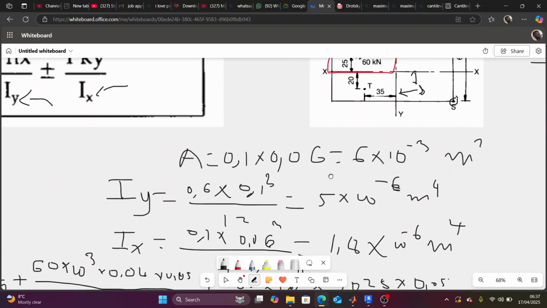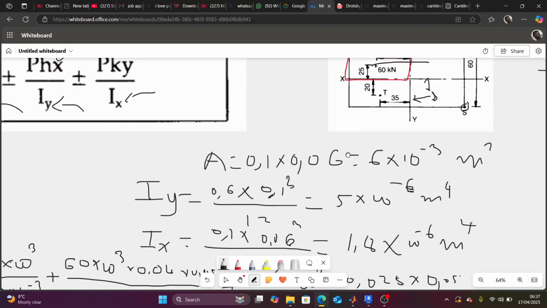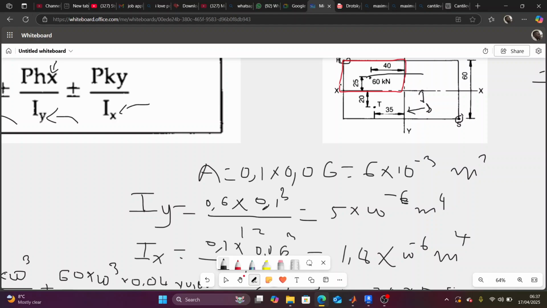Now, can we do point G that is in the middle here? Remember, our moment is still at that distance. What will change in this case is simply the distance of this x and y, because T is located somewhere here at 25 and 30.